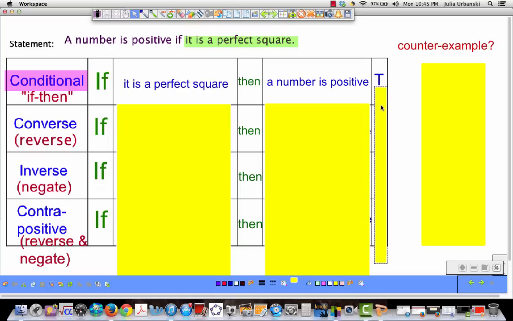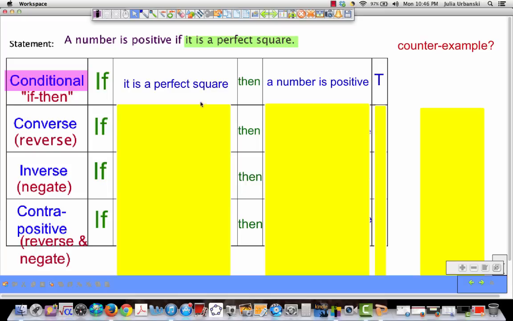That's true. Whenever you square something, whether it's positive times positive or negative times negative, it's always going to come out positive. When it's true, you do not need to put a counterexample. Look, I'm going to leave that blank. Okay, the only time you do a counterexample is if something is false. So now let's write down what the converse would be.